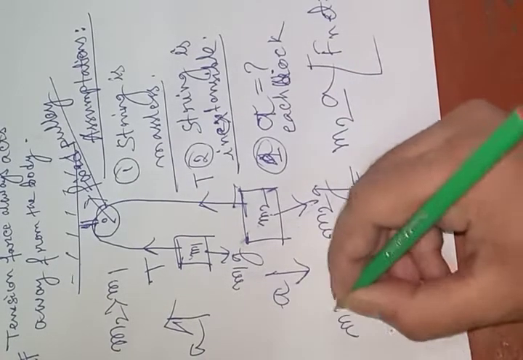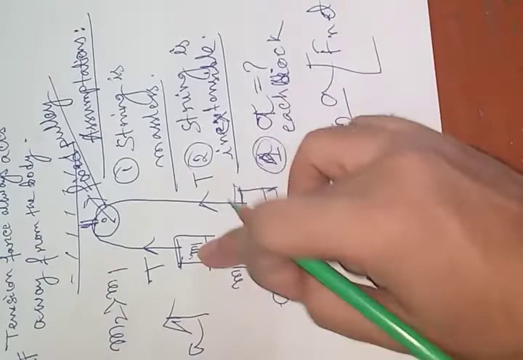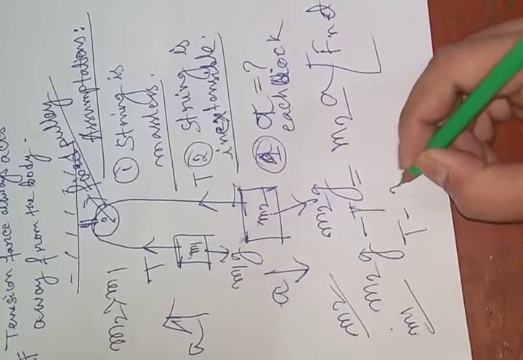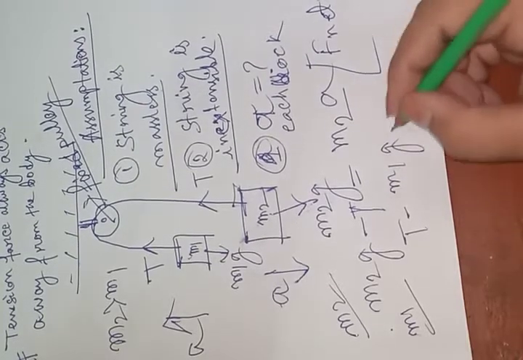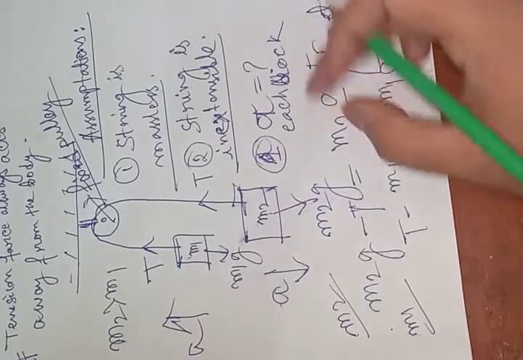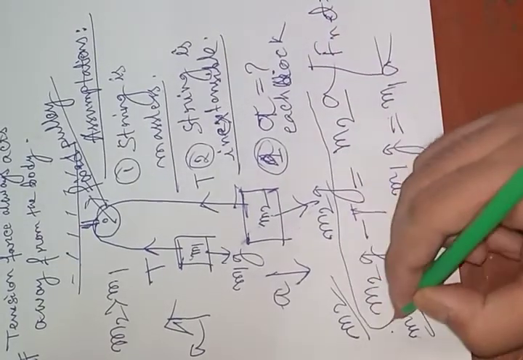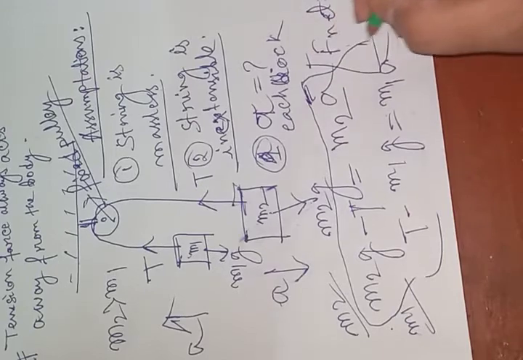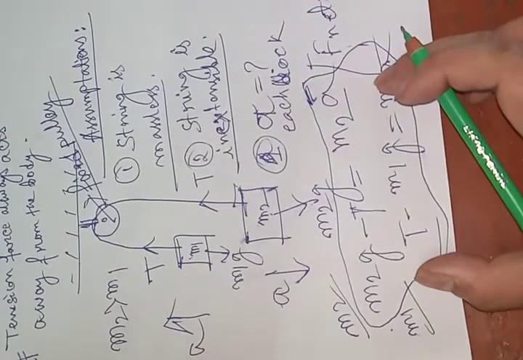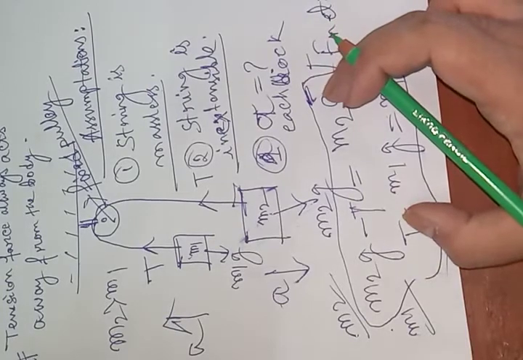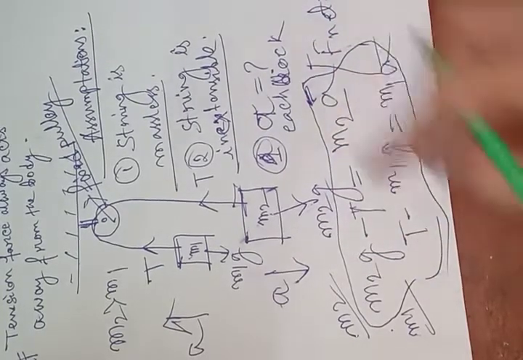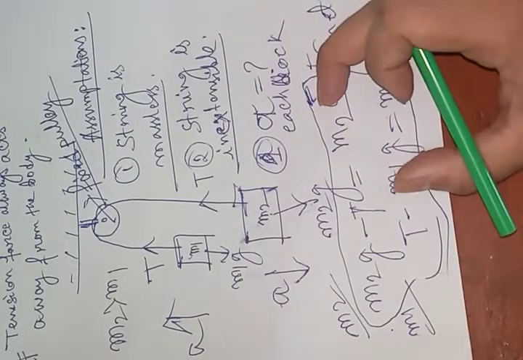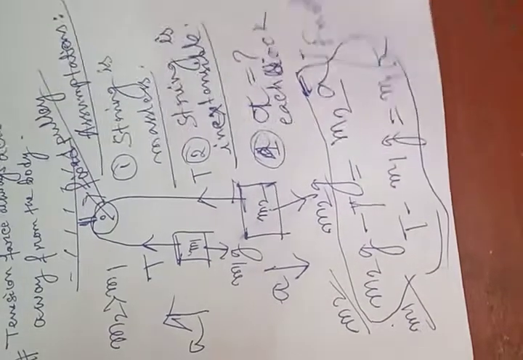That is for m2. And for m1, this is going upwards with an acceleration a, so the upward force will be greater: T minus m1g equals m1a. If you solve these two simultaneous equations, you will get the value of acceleration. Simply, if you add these two equations, let's see what happens.